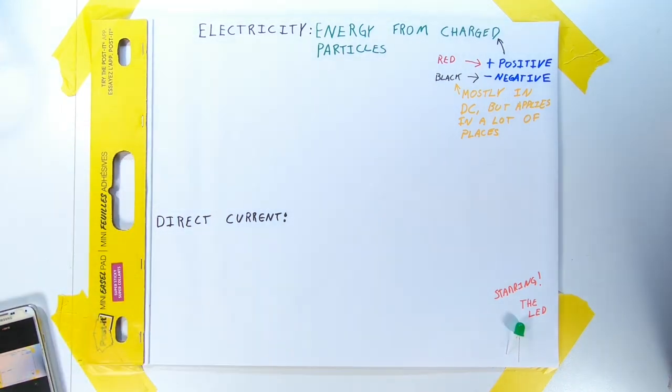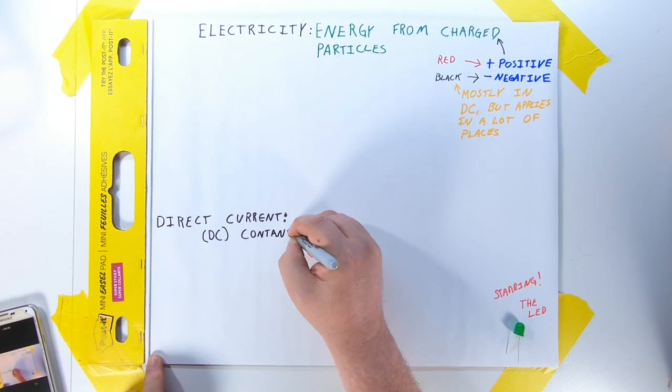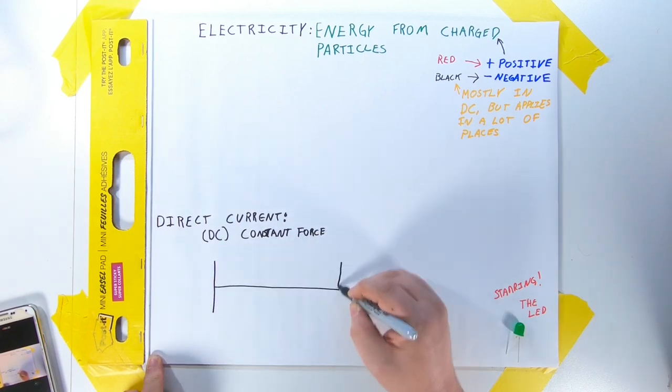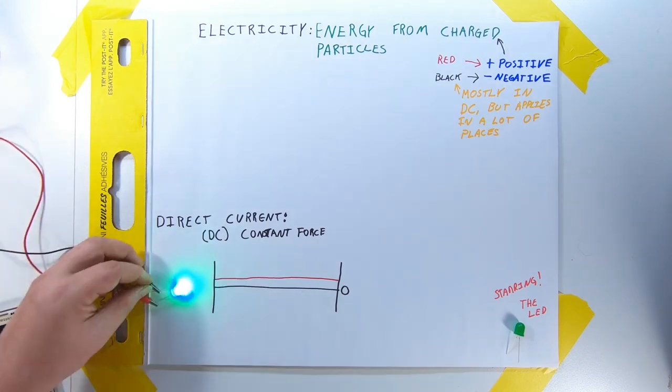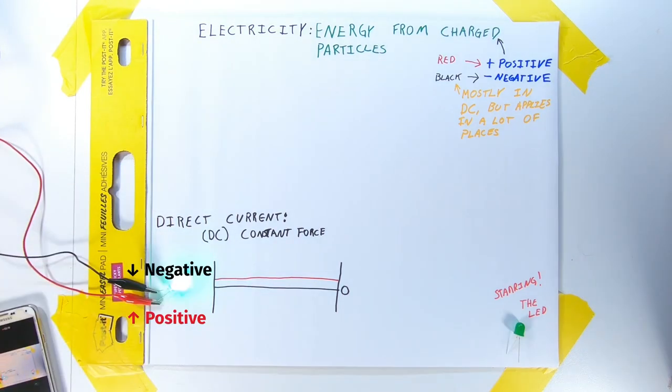DC stands for direct current, and it is basically a constant push of electricity. If you were to graph it, it wouldn't look very interesting. In DC power, one wire is positive, and the other wire is negative, as you can see with these wires. When the right amount of power is pushed through the LED, it just lights up as you'd expect. Good LED light bulbs ultimately use DC power.